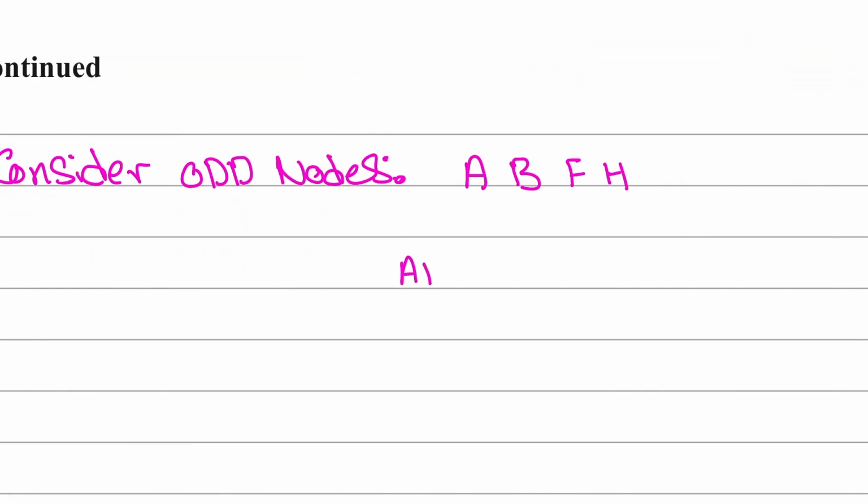So we're going to have AB, we're going to have AF, then we're going to have AH. This one is going to be plus FH. And this one is going to be plus BH. And this one is going to be plus BF.